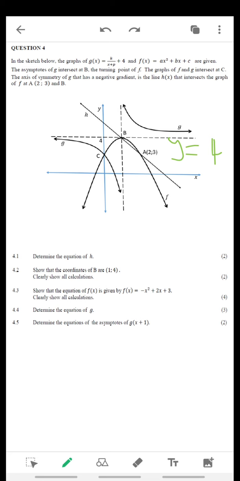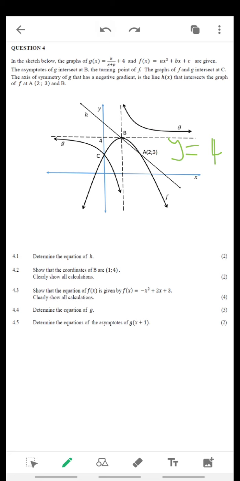And then, if the value of a, in this case we are given k, if the value of k is positive, then the two pieces will be in the first and the third quadrant of the asymptotes. But if the value of k is negative, then the two pieces will be in the second and the fourth quadrant of the asymptotes. All right. Now, what we know already is the horizontal asymptote, which is from the equation there. I wrote it here as y equals 4, which also is the y-coordinate of B. Very, very important.